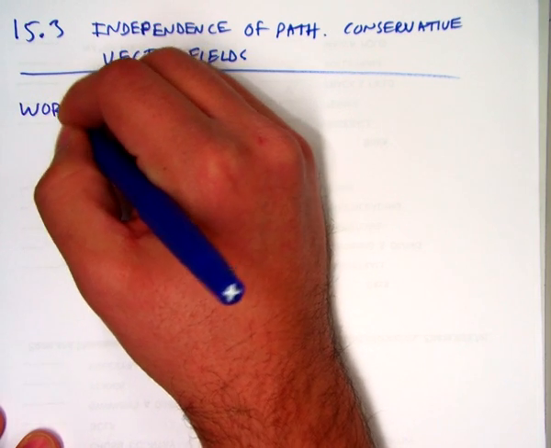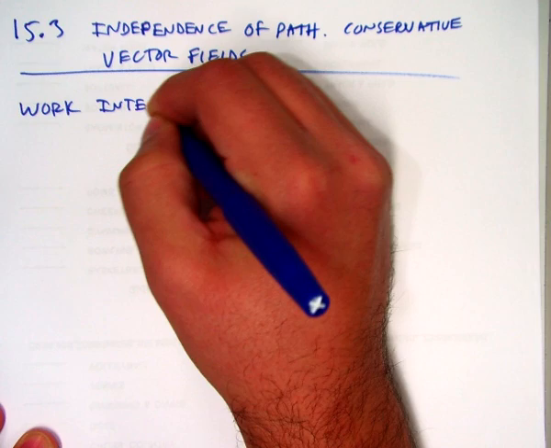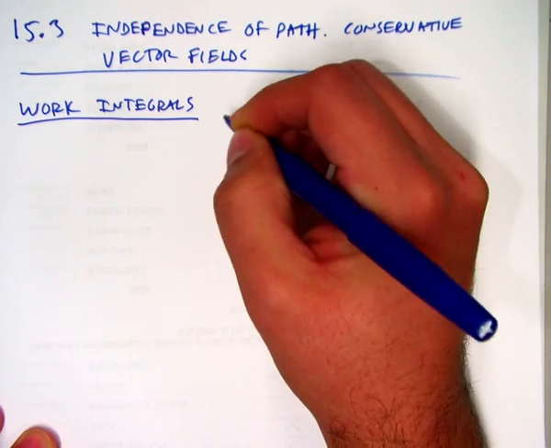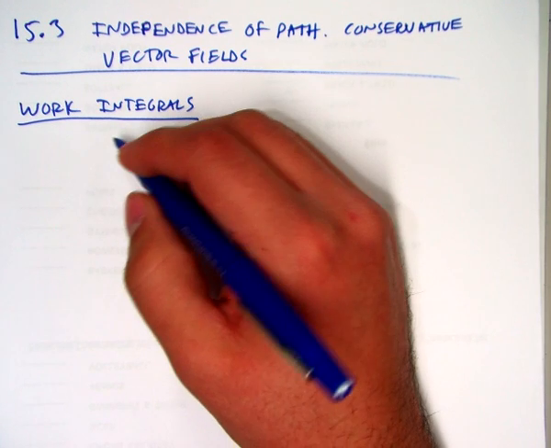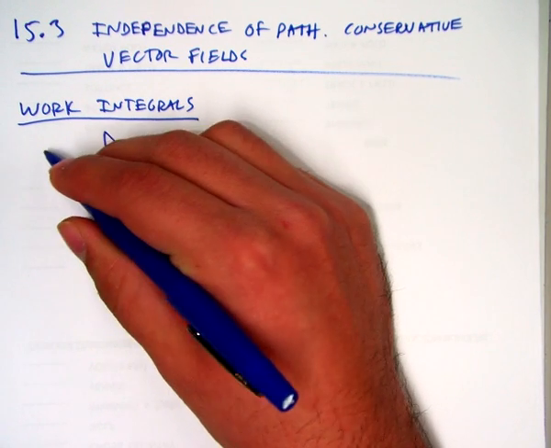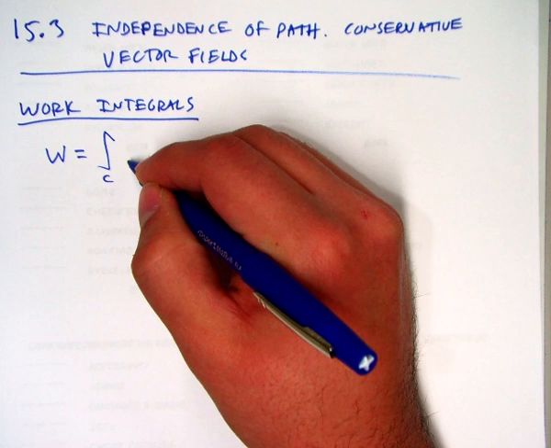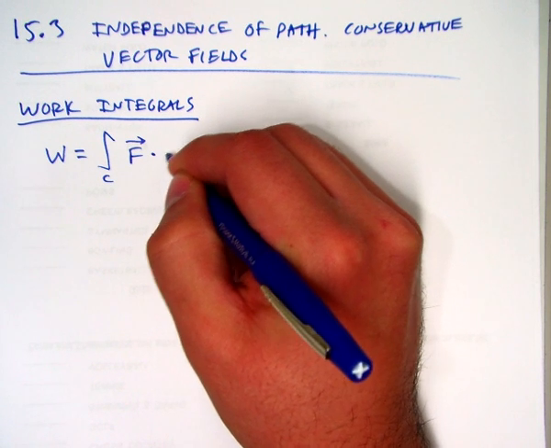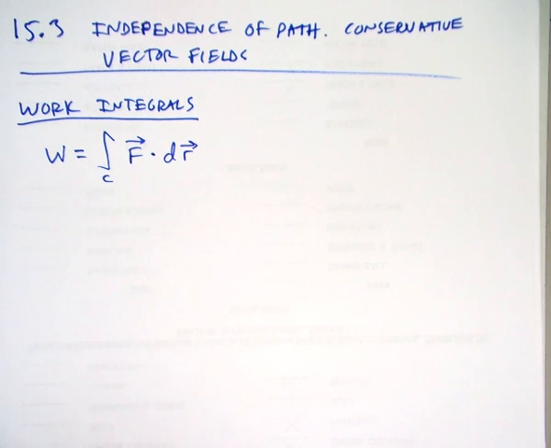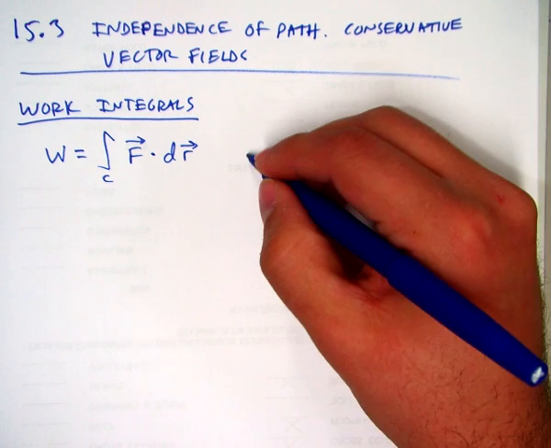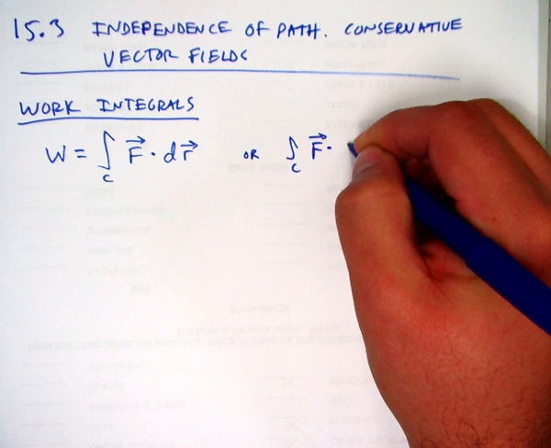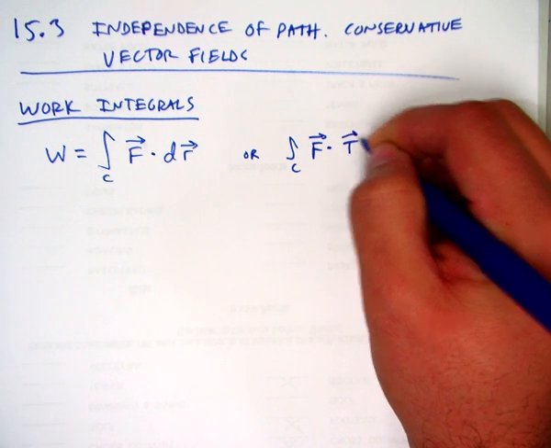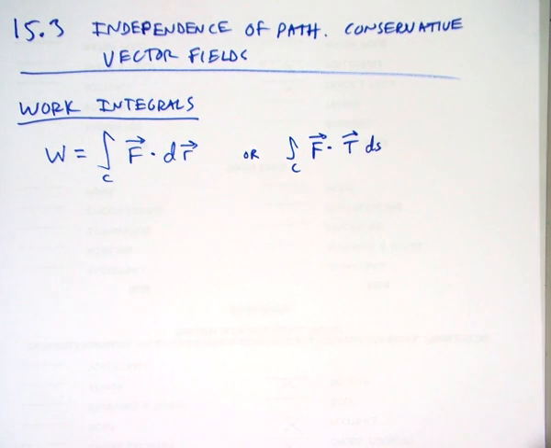So far, we've talked about work integrals, where we can find the work performed by a vector field when it moves a particle from one point to the other. And that calculation was the line integral of f dot dr. Or we also attributed it to f dot T ds, kind of the accumulated effect of the tangent vectors.